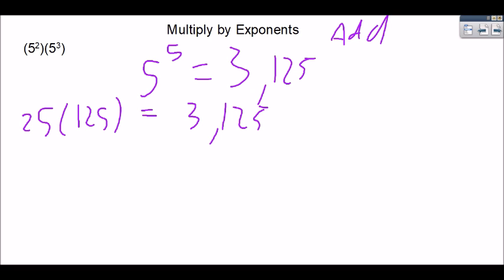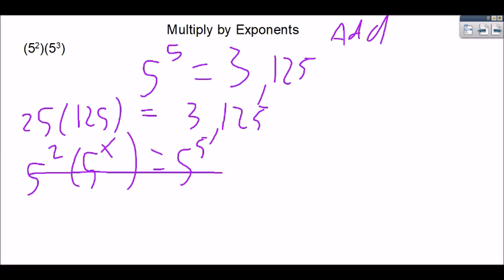So if they were to have asked us, hey, 5 squared times 5^x is equal to 5 to the fifth, what does x equal? Well, because they're all the same base, I can cross out the base and say 2 plus x, because multiplying exponents means add, is equal to 5. And then I can solve for x and say x is 3.